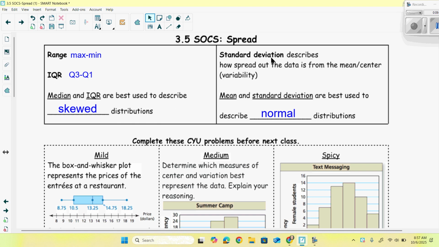Standard deviation is another measure of spread. It describes how spread out the data is from the mean and center. So the variability, how much variation there is in scores or whatever. So mean and standard deviation are going to be best used to describe our normal distributions.